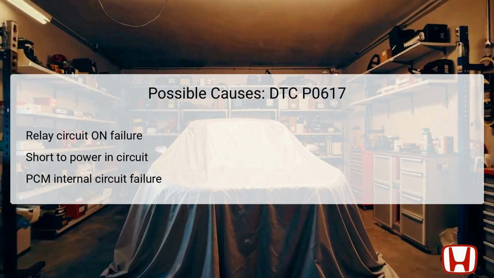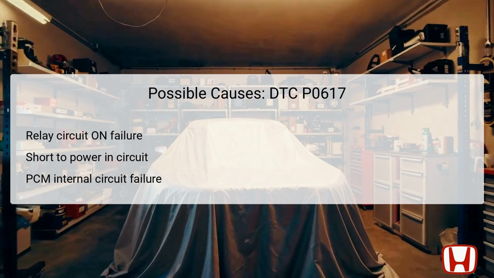Possible causes for DTC P0617 include several potential failures that can significantly affect starting performance. Firstly, a failure in the starter cut relay 1 circuit being on may indicate that the relay is stuck in the activated position, preventing the PCM from properly controlling the starter. Secondly, a short to power in the starter cut relay 1 circuit can lead to excessive voltage in the system, thereby erroneously signaling to the PCM that all conditions are met for starter engagement.